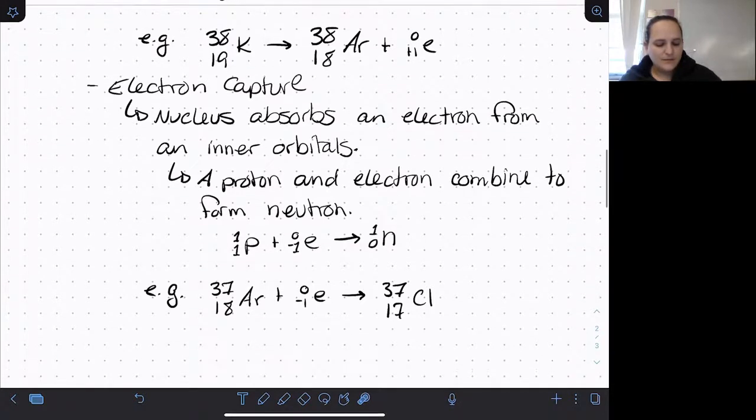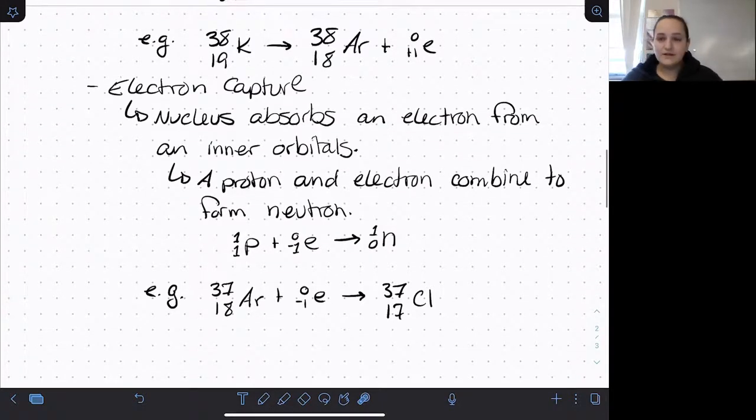I think that's all, actually. Those are the 5 main types of nuclear decay or radioactive decay.